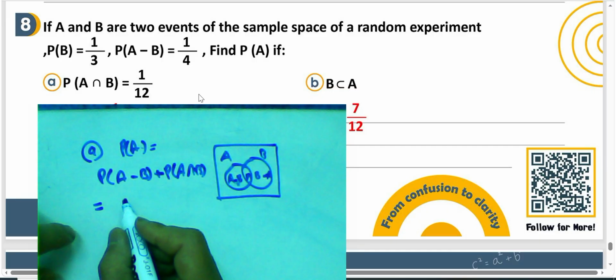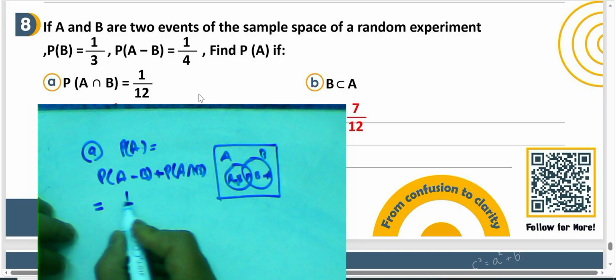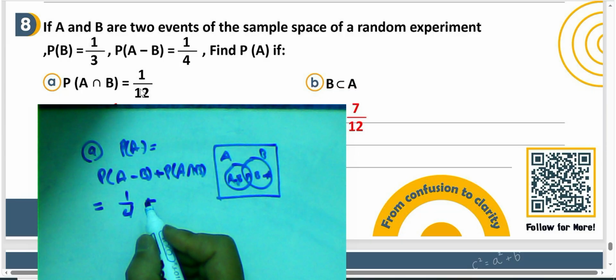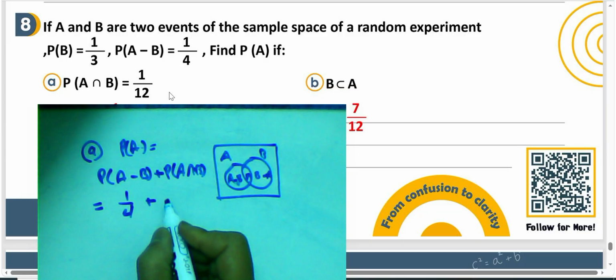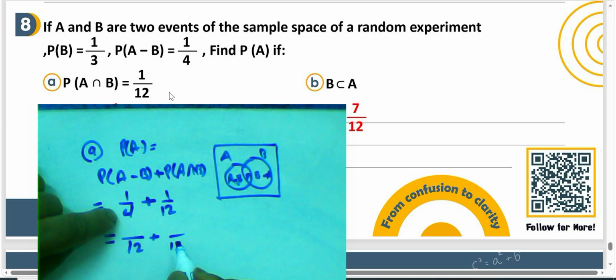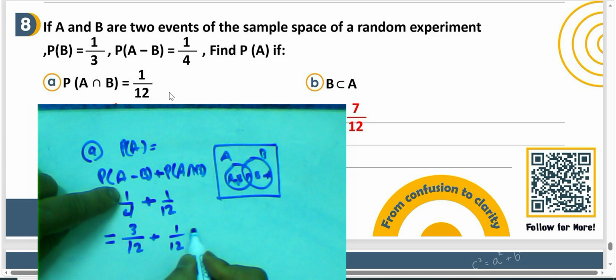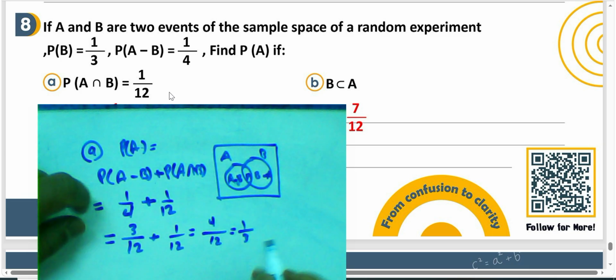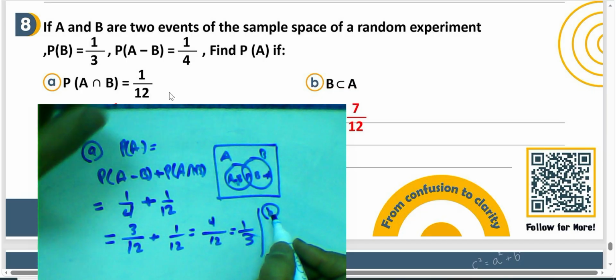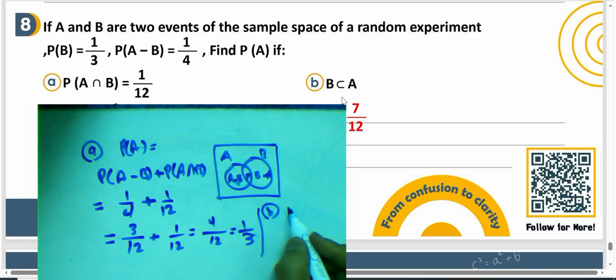Okay, he gives you in the example the probability of A minus B, it will be 1 over 4. And he also gives me in the first condition, look, A intersection B was 1 over 12. Then you can add them together. The least common multiple between them is 12. 3 times 4, 12. 1 times 3 is 3. Then the result will be 4 over 12. The result will be 1 over 3. That's the first condition.